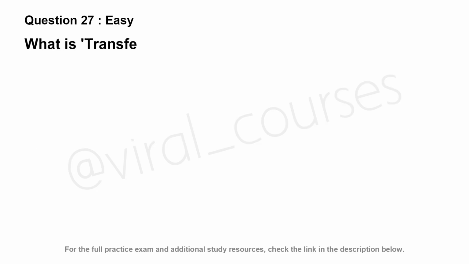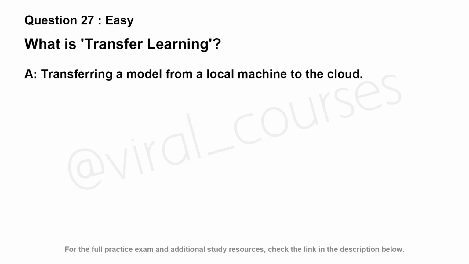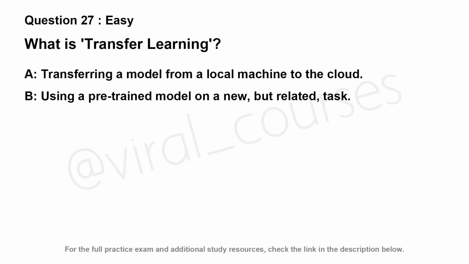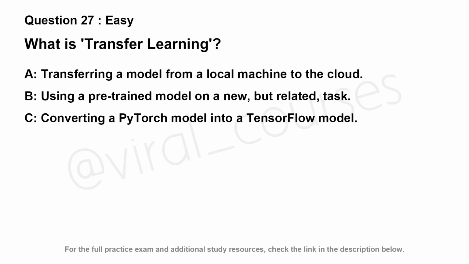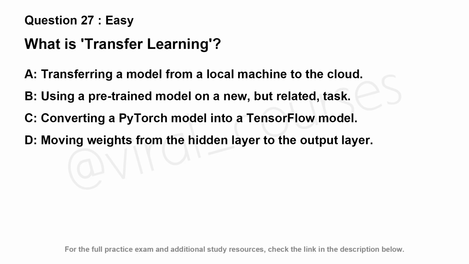What is transfer learning? Option A. Transferring a model from a local machine to the cloud. Option B. Using a pre-trained model on a new, but related, task. Option C. Converting a PyTorch model into a TensorFlow model. Option D. Moving weights from the hidden layer to the output layer.